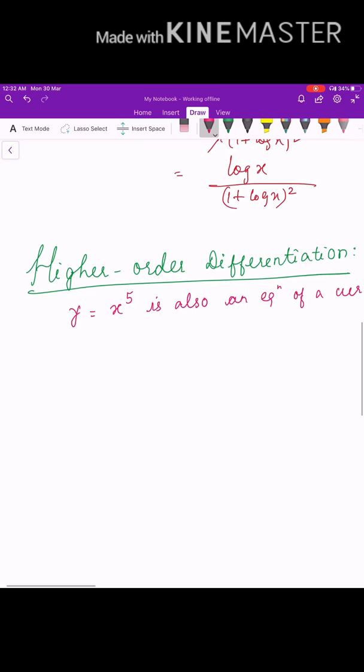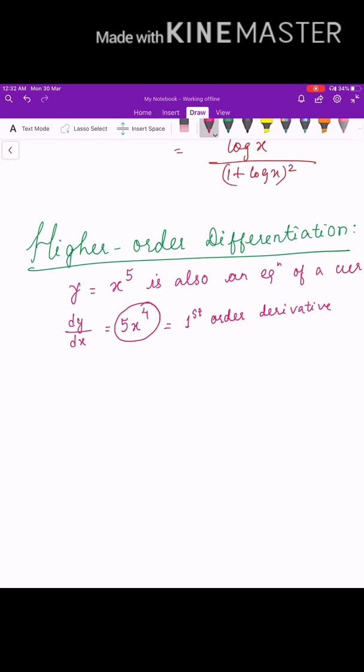Now, if I differentiate y with respect to x, what do I get? x to the power n. So, going by the very first formula, if I differentiate x to the power n, what do I get? n into x to the power n minus 1. This is nothing but the first order derivative. It is called first order derivative. It can be also written as y dash.